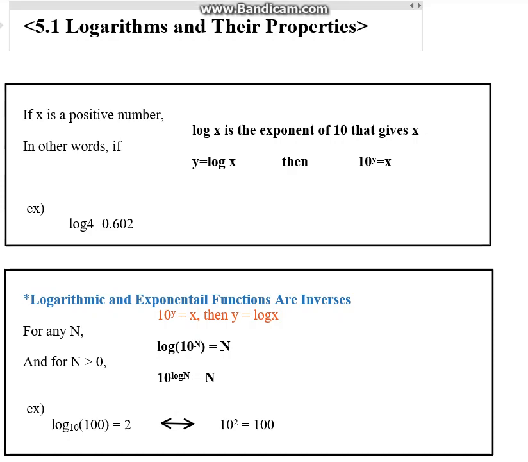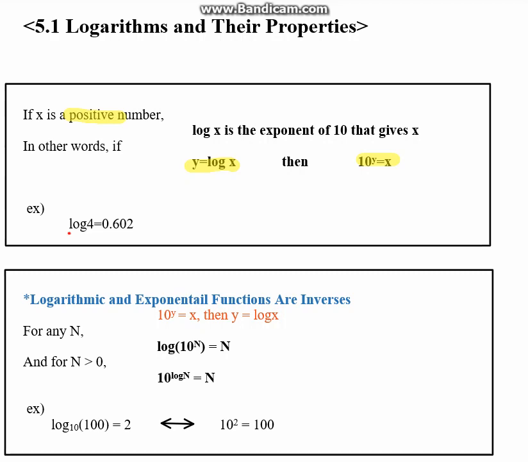5.1 is all about logarithms and their properties. So, if x is a positive number, log x is the exponent of 10 that gives x. In other words, if y equals log x, then 10 to the y is going to equal x. So basically what this means is logarithm is the inverse of an exponential function.